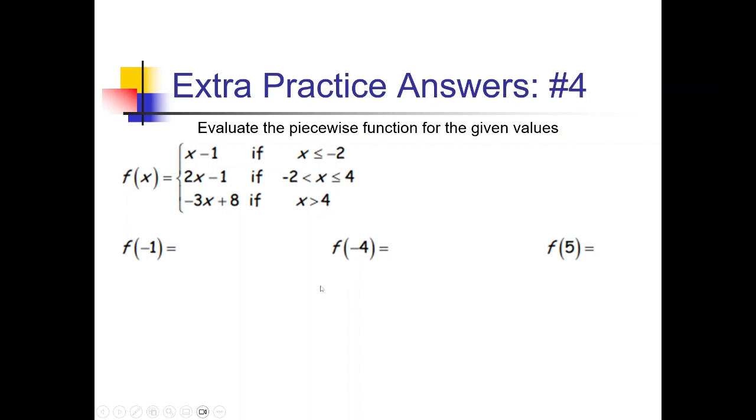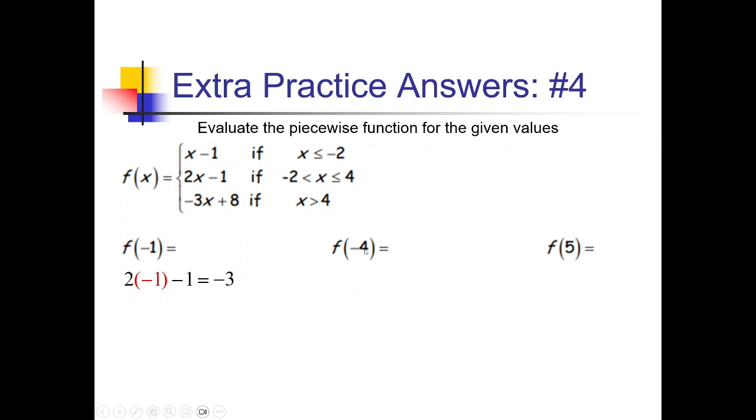So for number 4, we're upping the ante a little bit. Now we have a piecewise function with not 2, but 3 different branches to keep track of. So let's look at f of -1 to start us off. -1 is between -2 and +4. So we're actually going to use the second rule. So that's 2 times -1 minus 1. That's going to be -2 minus 1, which is -3.